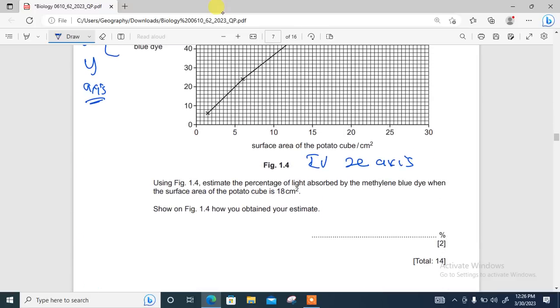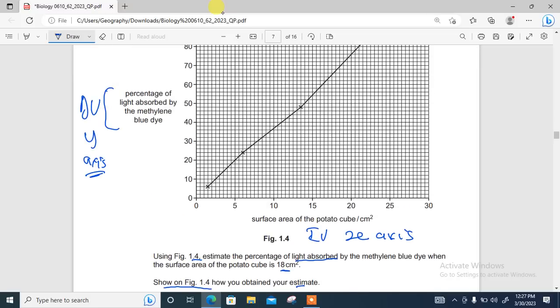Okay, the question here is, using figure 1.4, estimate the percentage of light absorbed by the methylene blue dye when the surface area of the potato cube is 18 centimeters square. So we should show on figure 1.4 how we were able to do the estimate. So when surface area, here I have surface area and I have 20 here, so 18 is in between, and I have 10 smaller lines and the difference is 5. So I know each 2 will represent 1. So this here will be 16, this next 2 will be 17, this here will be 18, and that is what I'm looking for.